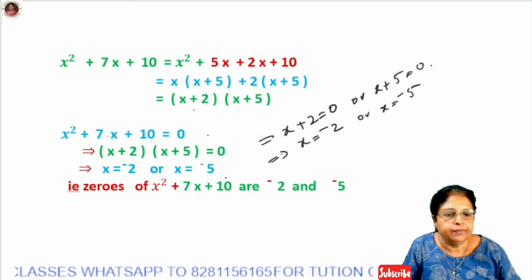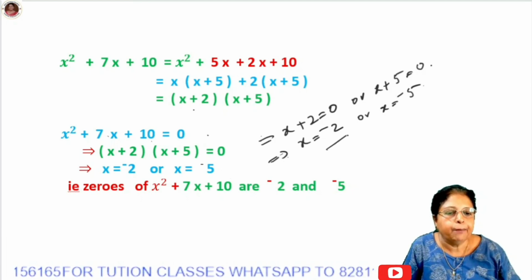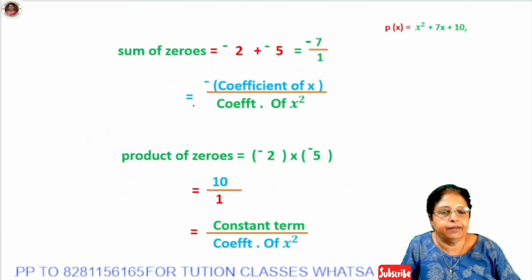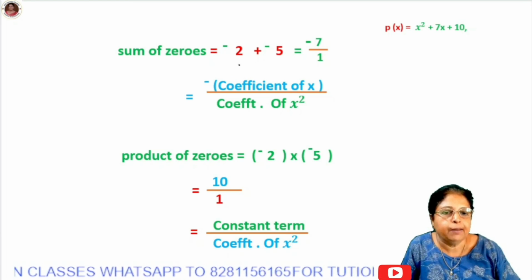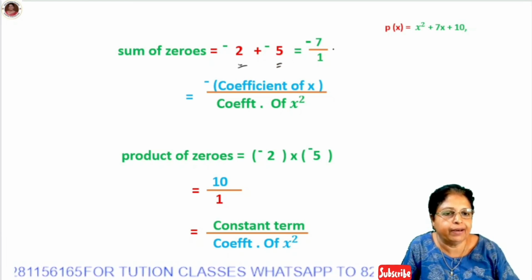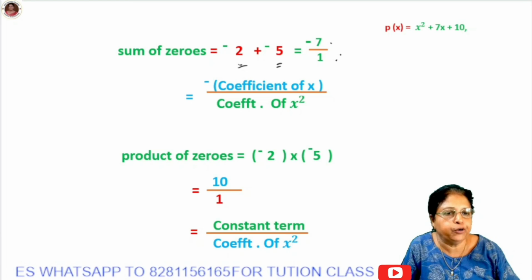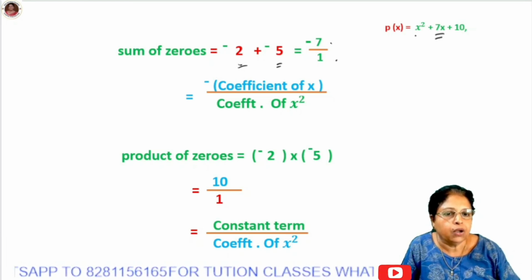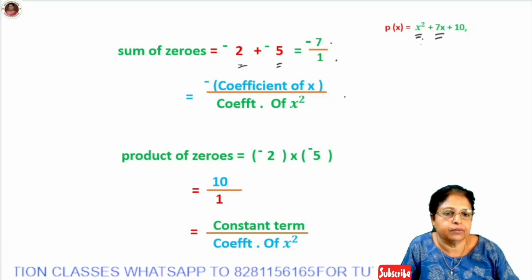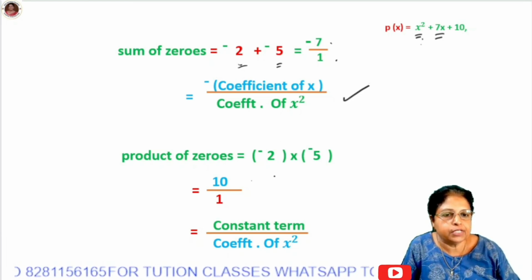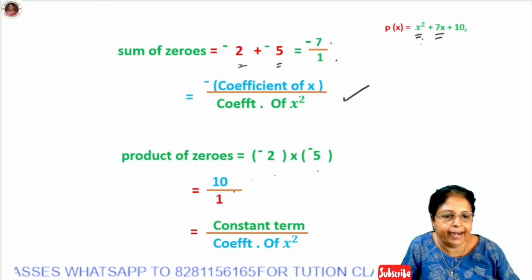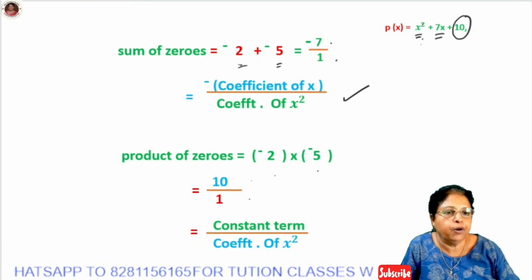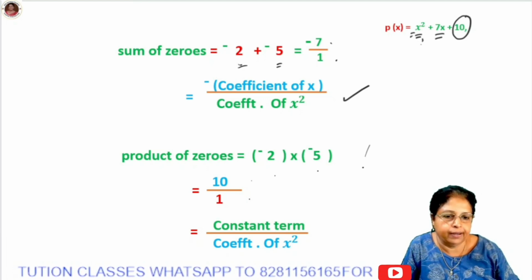That means the zeros are minus 2 and minus 5. Then we can verify it. The sum of zeros is minus 2 plus minus 5, that is minus 7. You can write it as minus 7 upon 1, that is equal to the negative coefficient of x upon the coefficient of x squared. Then the product of the zeros is minus 2 times minus 5, that is 10. That is 10 upon 1, which is equal to the constant term upon the coefficient of x squared.